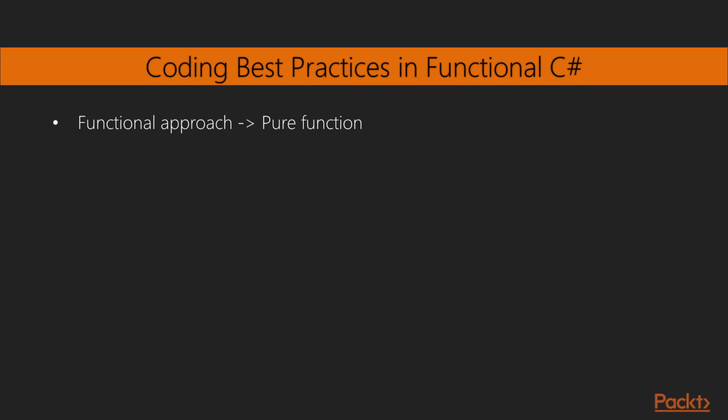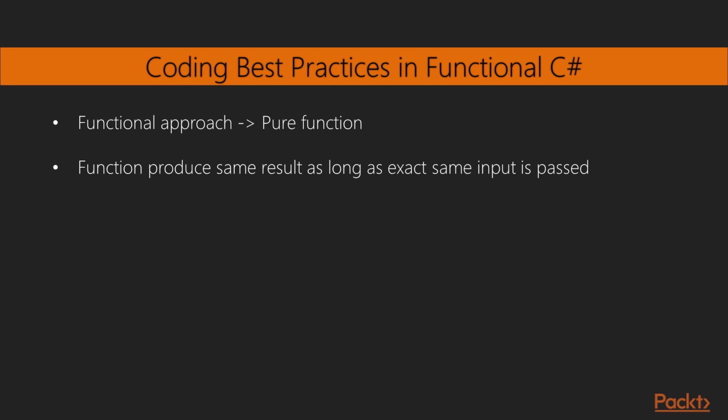The functional approach has the concept of a pure function. This means that the function will produce the same result as long as we pass the exact same input. Now let's start with our discussion to create the better functional code by following the coding best practices. We will start with preventing dishonest signatures.